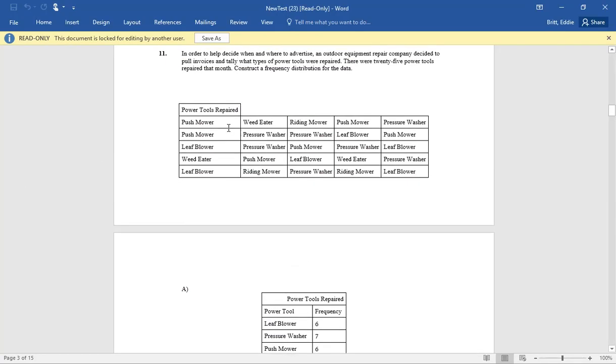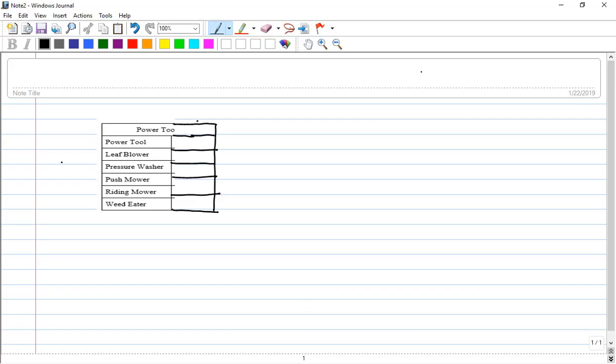So let's count up the leaf blowers. You can put tally marks, but there's not very many here, so you could probably just count them. Let's see, 1, 2, 3, 4, 5, 6. So make sure you check my answer because I might be wrong. 1, 2, 3, 4, 5, 6. Did y'all count 6? All right. So then I'd put 6.